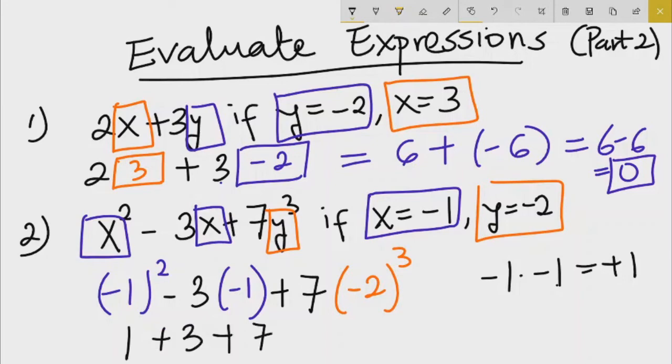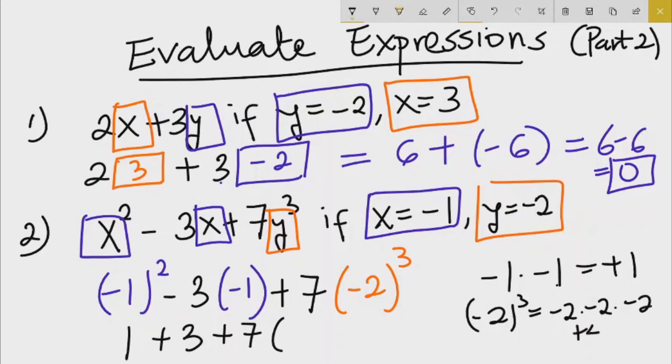So plus 7. Here you have -2 raised to the power of 3. So -2 raised to the power of 3 is -2 multiplied by -2 multiplied by -2. So -2 multiplied by -2 will give you +4, multiplied by another -2. So positive multiplied by negative is going to give you -8. So this will be -8.